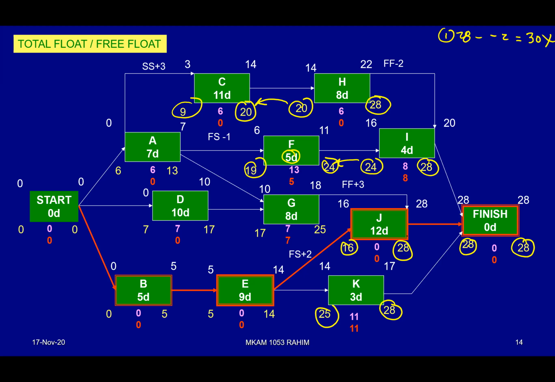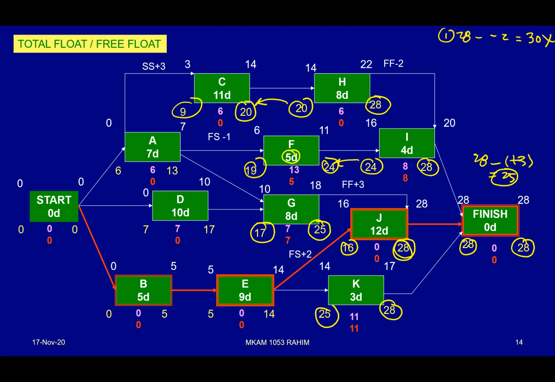So to evaluate here, we take 28. 28 minus plus 3, where plus 3 is the lag, meaning to say 28 minus 3 equivalent to 25. So this 25 is the answer that we put inside G. Why is it okay to use 25? Because 25 is still within the project. So it is okay, nothing wrong with that. So 25 now minus 8 equivalent to 17. So we completed G.